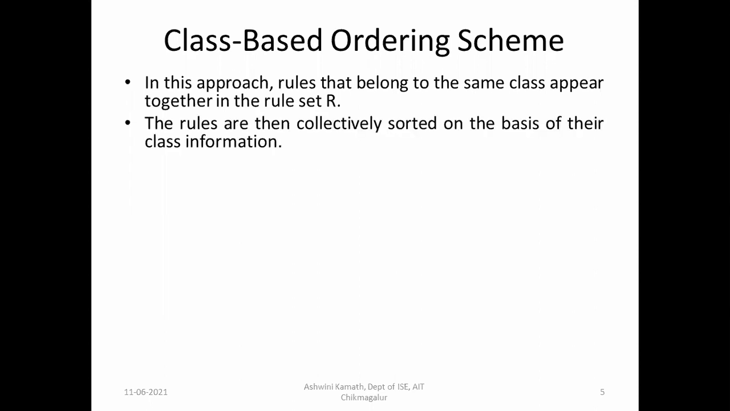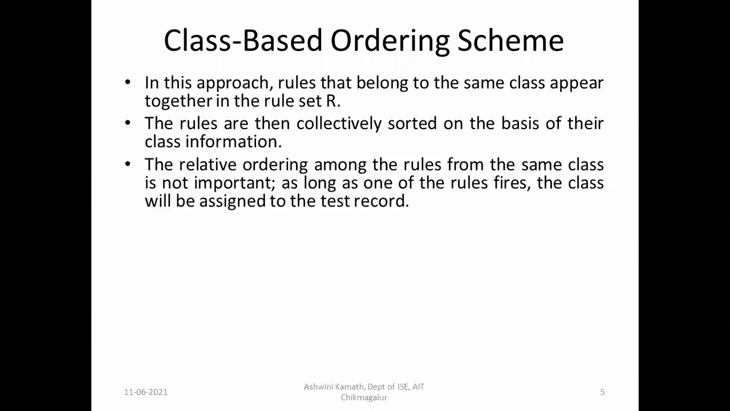The rules are then collectively sorted on the basis of their class information. The relative ordering among the rules from the same class is not important. As long as one of the rules fires, the class will be assigned to the test record. Unless a particular rule doesn't match any of the test records, we need not worry about the relative ordering. For example, we have 2 rules for birds. Which one comes first, we need not worry about. This makes rule interpretation slightly easier.